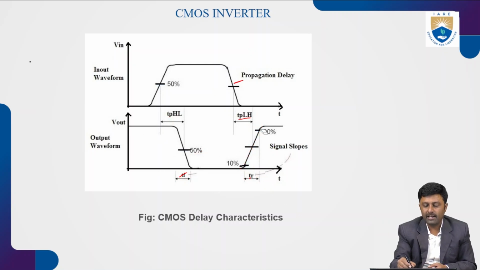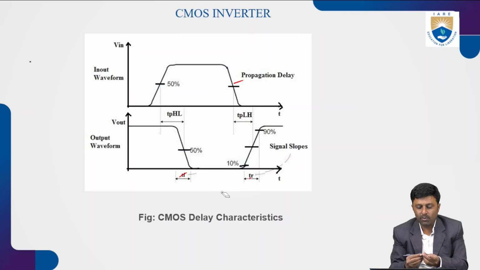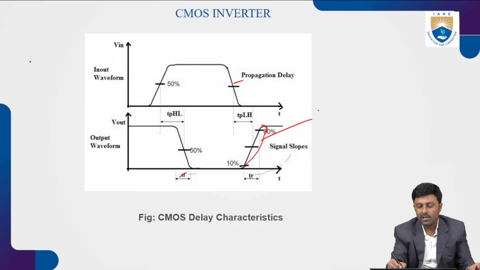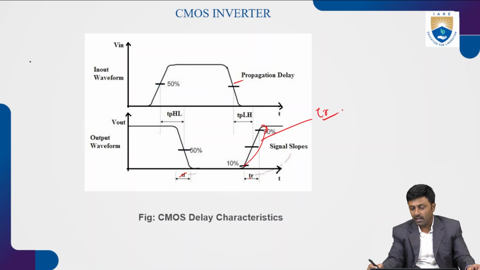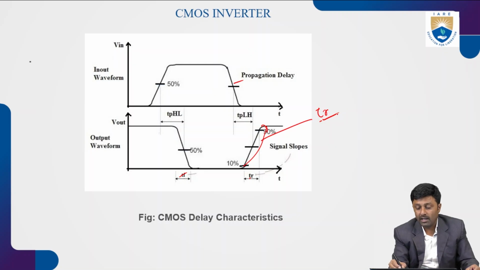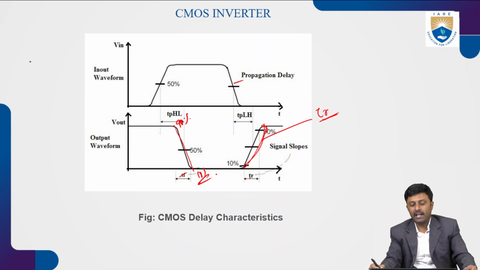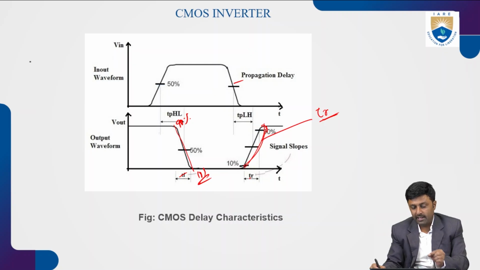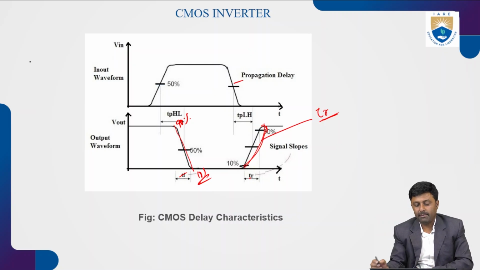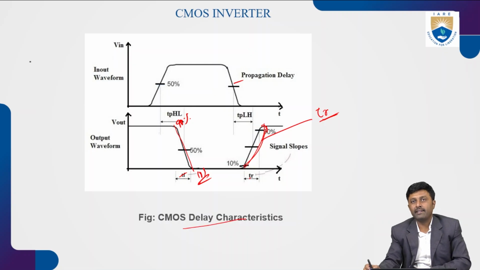So the rise time is what? The rise time is the time required to increase the voltage from 10 to 90%. So this is called tau R, that is rise time. Then the fall time, as the name itself indicates, is the time for the voltage to fall from 90% to 10%. So we call this the fall time. So these are called the dynamic characteristics of the CMOS inverter.